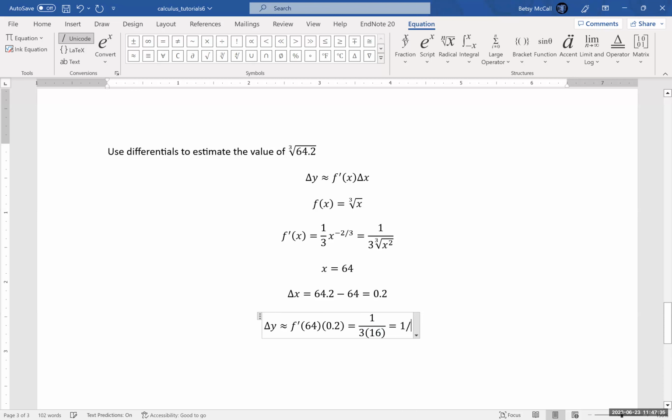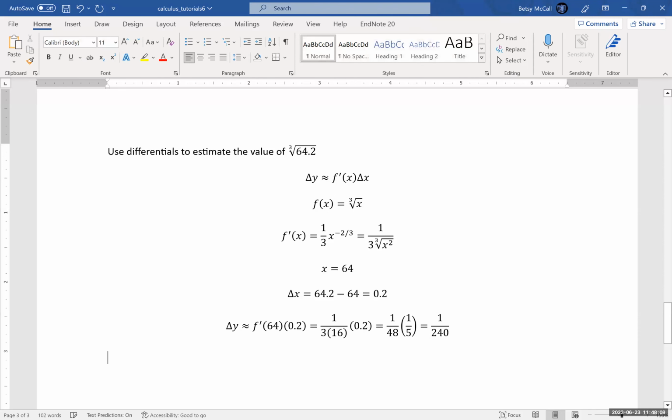And so this is going to be 1 over 48 times 0.2, which is equivalent to 1 over 5. And so what we end up with is, I think, 240. Yep, 1 over 240. Now that's our change in y.